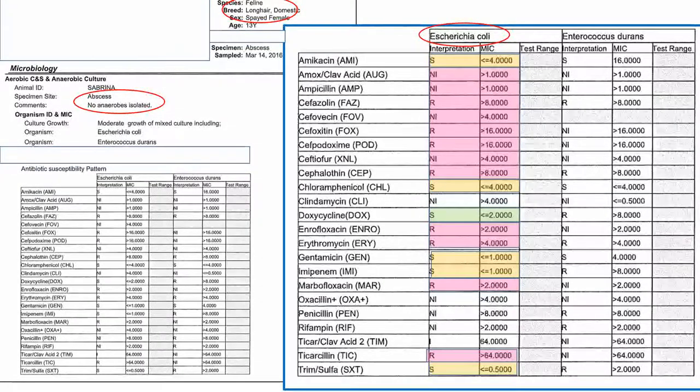So you look at the things that I have as susceptible. Amikacin, yeah, but I'd rather not use it. Chloramphenicol, but not in cats, okay? Trimethoprim sulfa, but not in cats, okay? Carbapenem, aminoglycoside, doxycycline, okay. So drain the abscess.